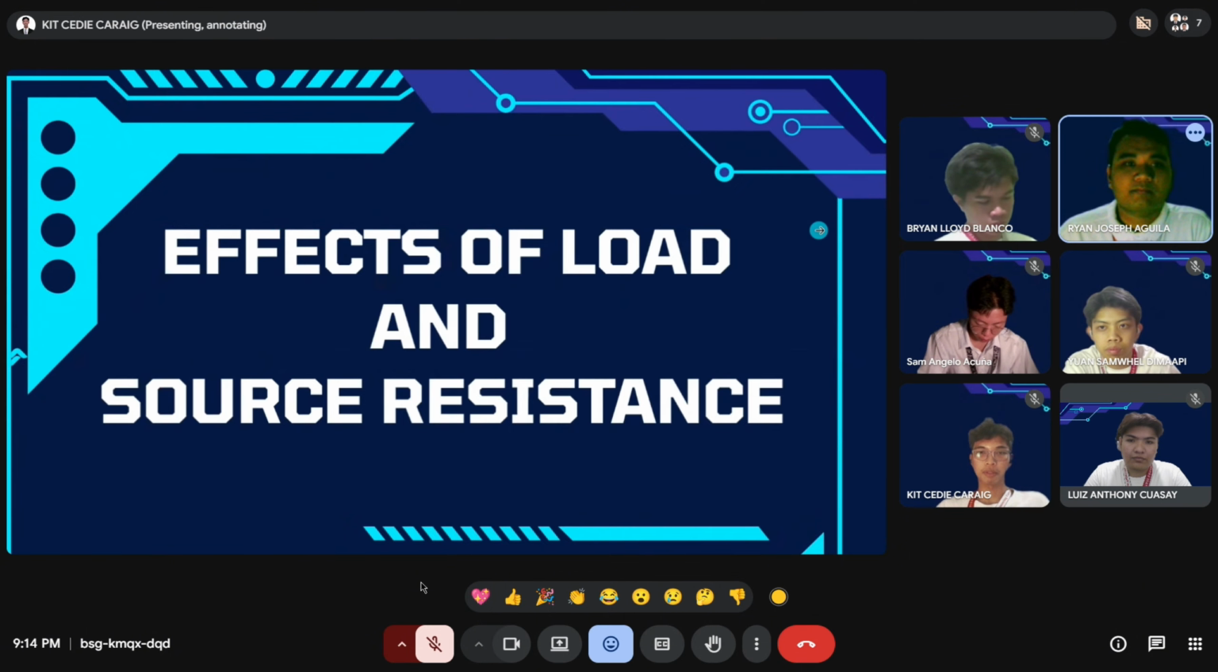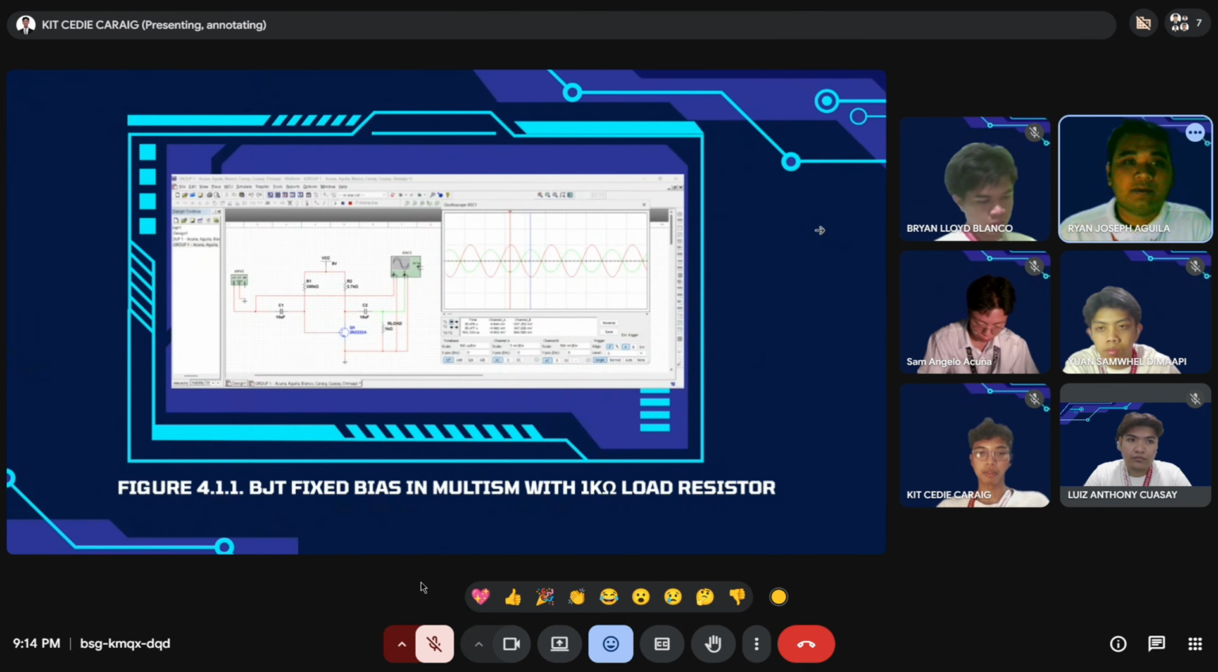Next slide, please. In figure 4.1.1, with a 1 kilo ohm load resistor, the oscilloscope shows an input voltage of approximately 4.96 millivolts and an output voltage of approximately 347.23 millivolts. To find the voltage gain, we divide the output by the input. 347.23 millivolts divided by 4.94 millivolts gives a voltage gain of 70.29.